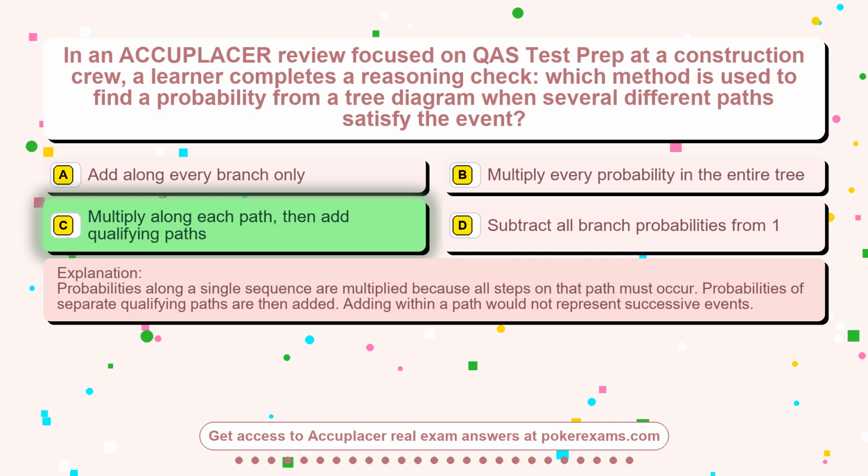Probabilities along a single sequence are multiplied because all steps on that path must occur. Probabilities of separate qualifying paths are then added. Adding within a path would not represent successive events.